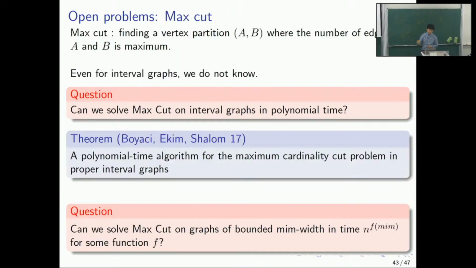And on the algorithmic side, I was interested in the max cut problem, where you want to find the cut of maximum size.